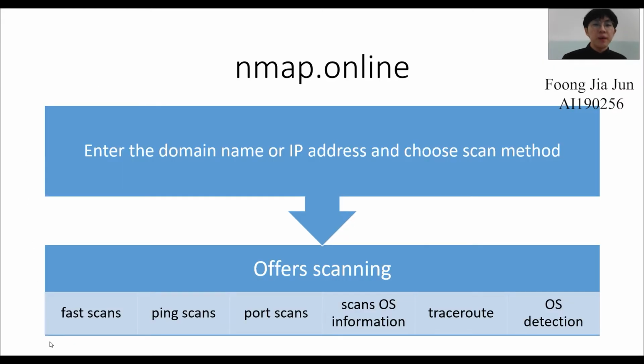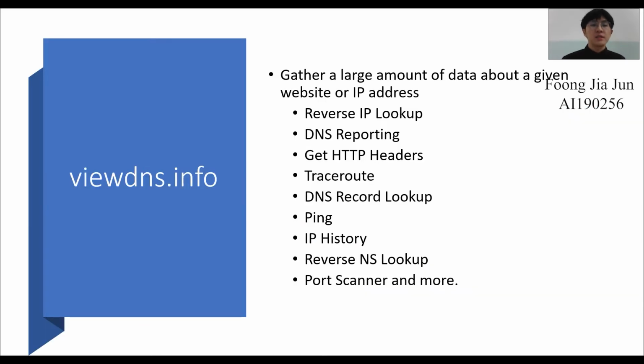And nmap online is similar to nmap, but simpler, because we only enter the domain name or the IP address and choose the scan method. Then nmap online offers scans like fast scan, ping scan, port scan, OS information scan, traceroute, and OS detection. And the second online tool is ViewDNS.